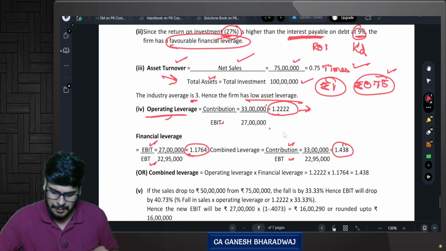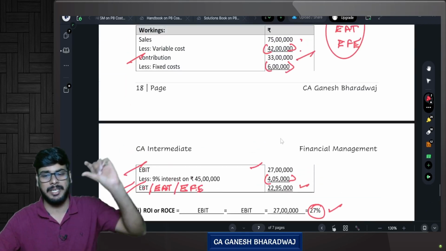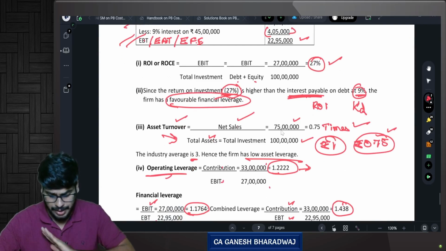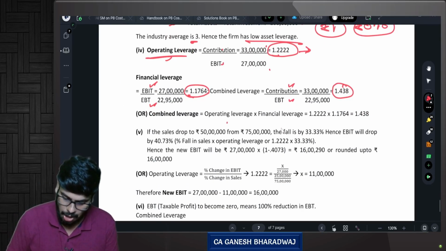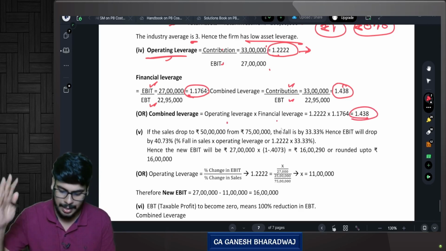We have all these figures on the top. It's just a matter of plugging in the figures. Are you clear with this? That is a direct answer. Or combined leverage can also be done as operating leverage into financial leverage. You get the same thing. Are you clear with this?